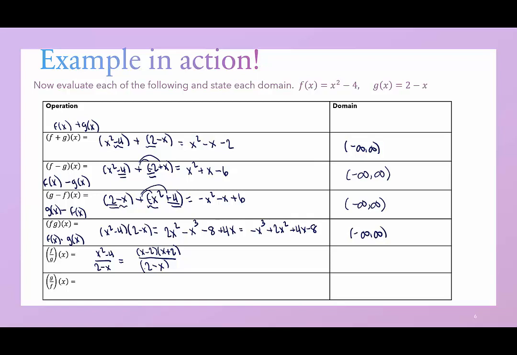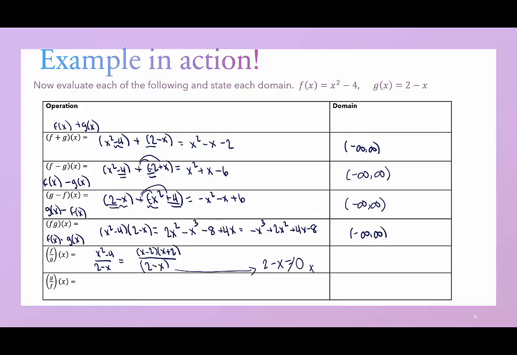Simplifying, we need to be very careful, because the domain happens before we simplify. So right now, before I simplify, I'm going to pause and figure out what the domain is. With the function we're given, 2 minus x is not allowed to be 0, because then we would have a 0 in the denominator.